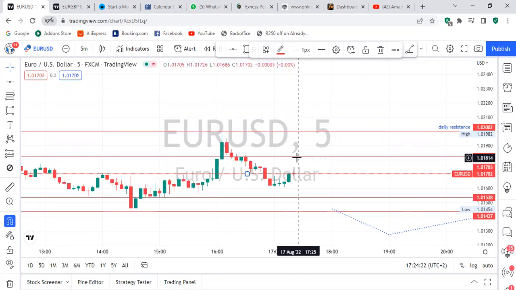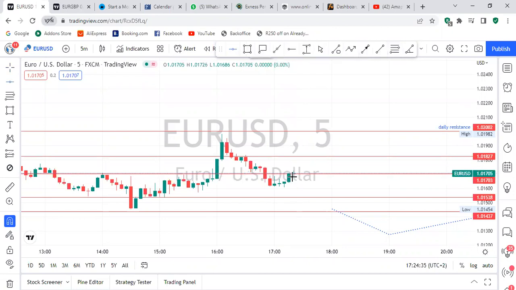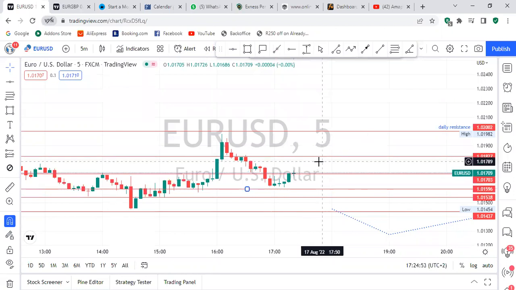to 1.01814. Or it can decide to come down, and if it closes below, it means now it will come to this area here. It will come to this area. Why? Because we see that price is being supported here.